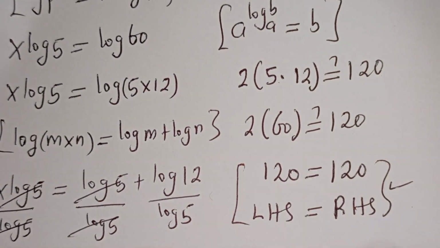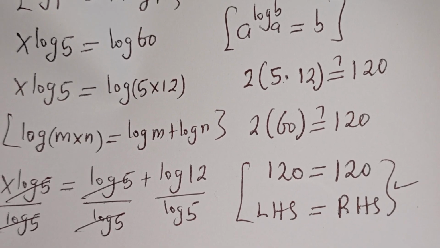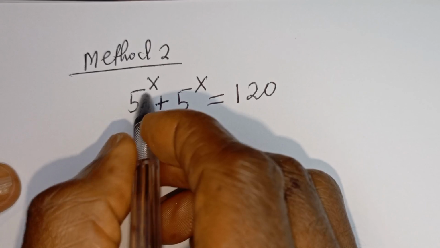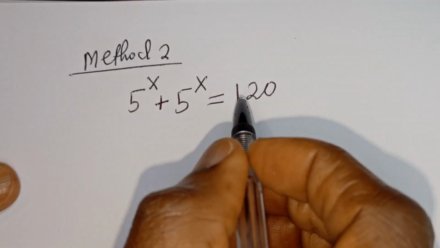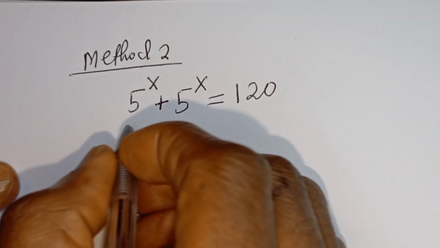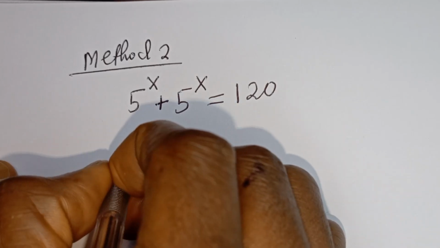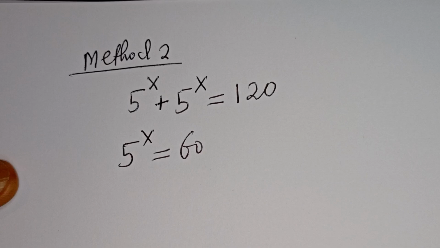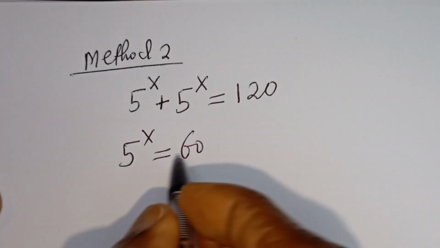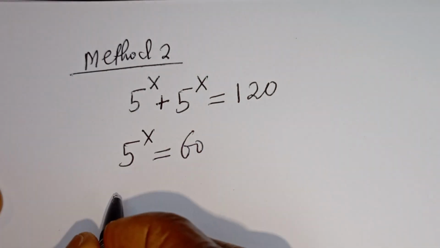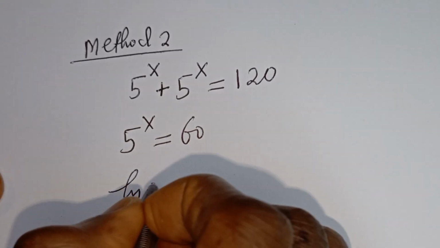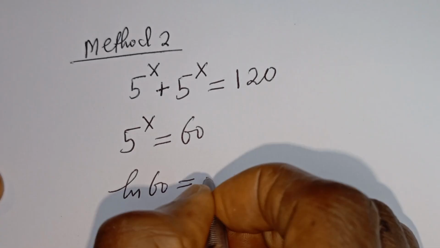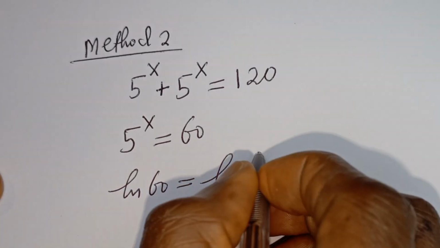Now let's consider the second method, called method 2. From the second method, we have 5 to the power of x plus 5 to the power of x is equal to 120. And here is 5 to the power of x is equal to 60. Now we can take the natural log of both sides. From here, we have ln of 60 is equal to ln of 5 to the power of x.